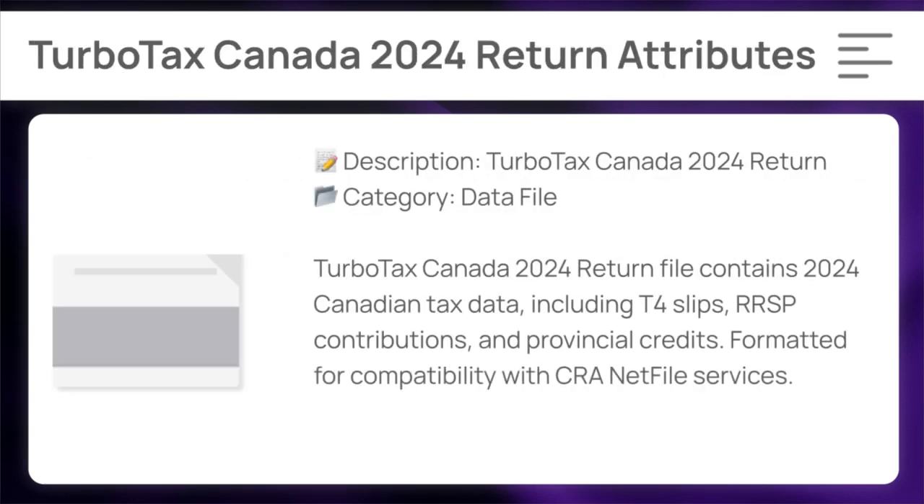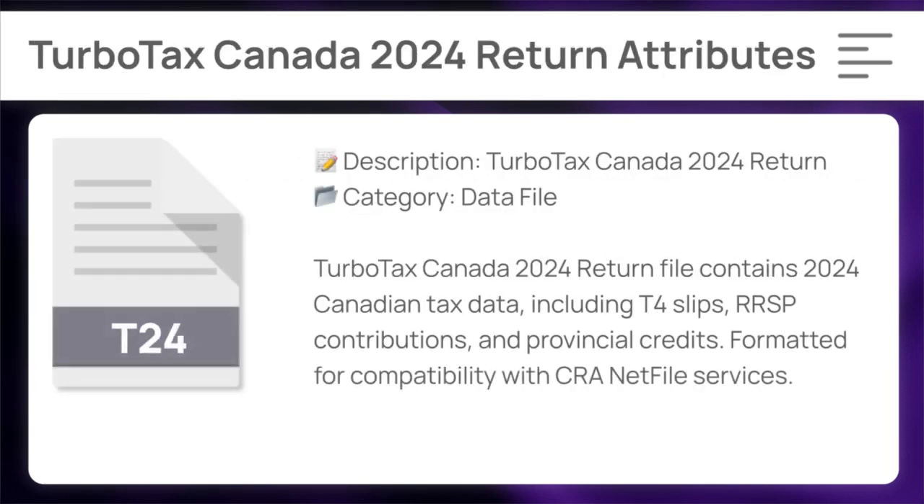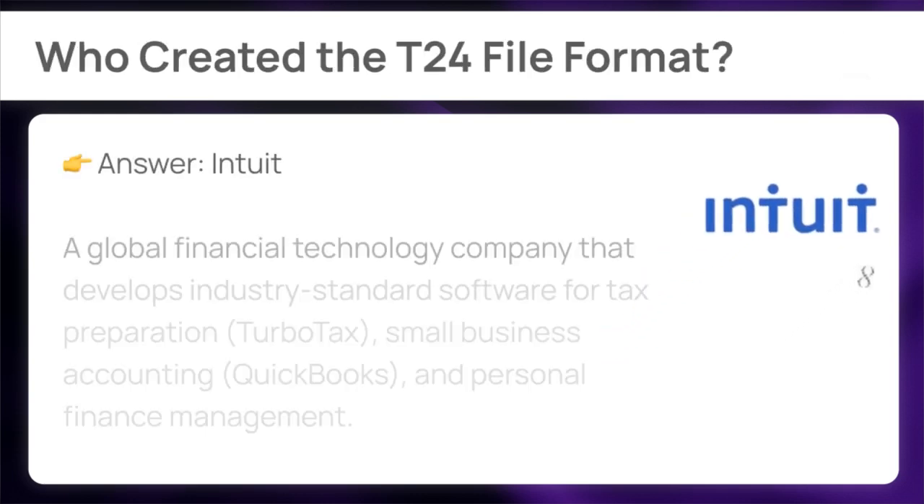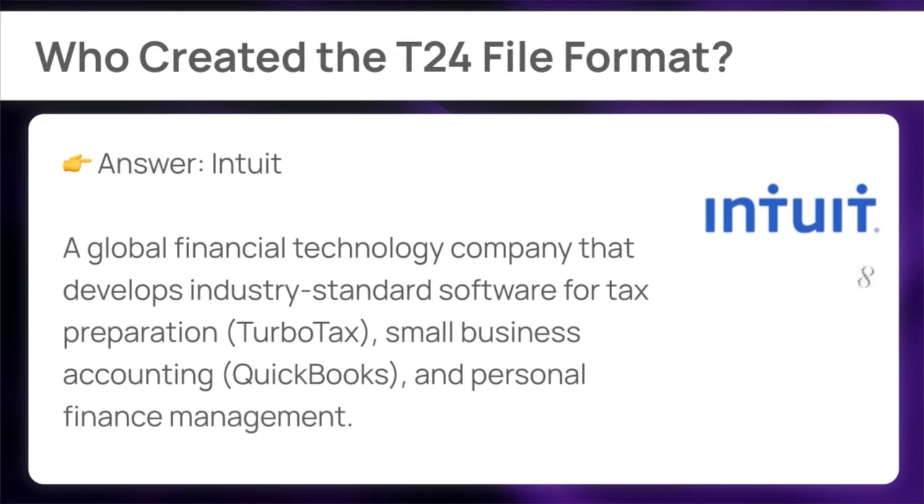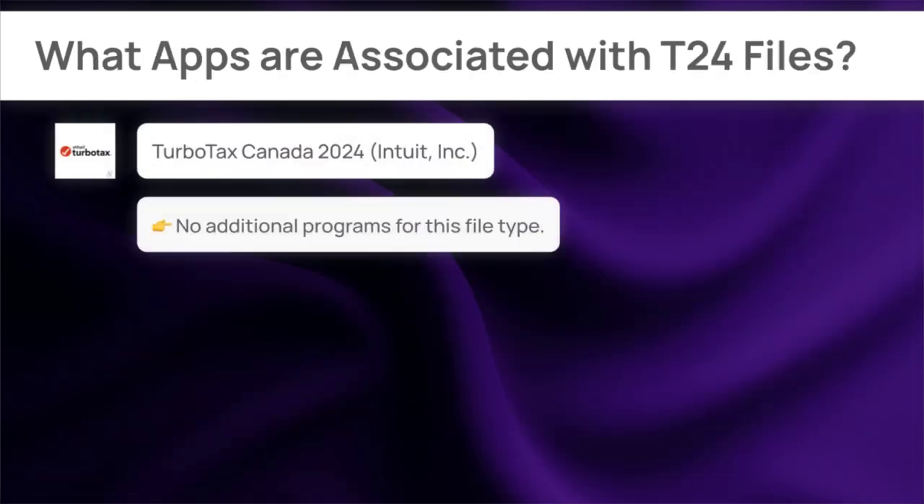Contains 2024 Canadian tax data, including T4 slips, RRSP contributions, and provincial credits, formatted for compatibility with CRA NetFile services. CRA compliance schema: the internal structure mirrors the Canada Revenue Agency's electronic filing specifications for 2024. It enforces provincial-specific logic, e.g. Quebec relevés versus Ontario forms. The specific reading module for T24 files is provided by TurboTax Canada 2024 from Intuit, Inc.